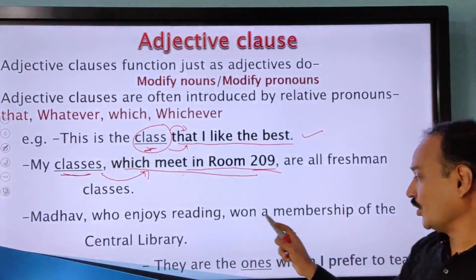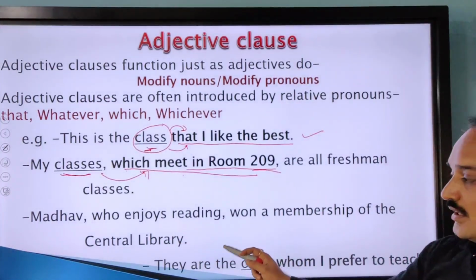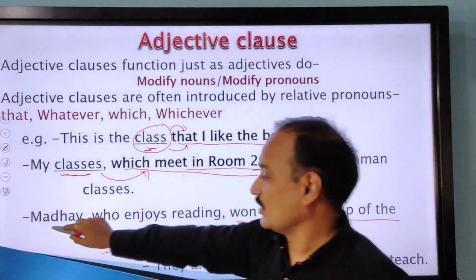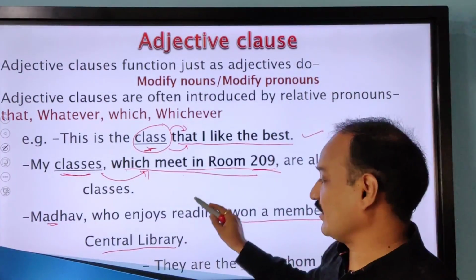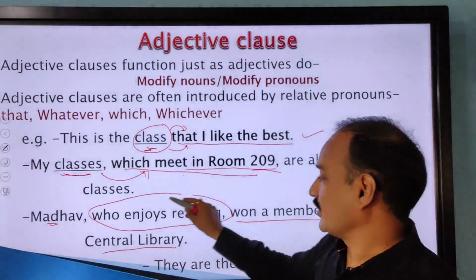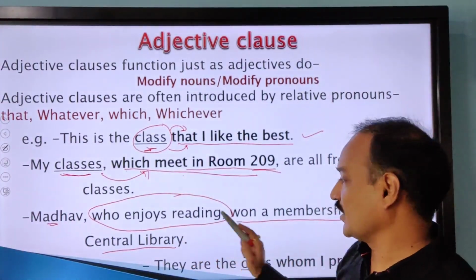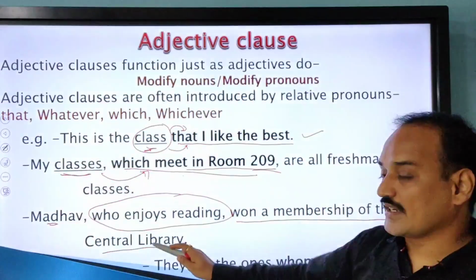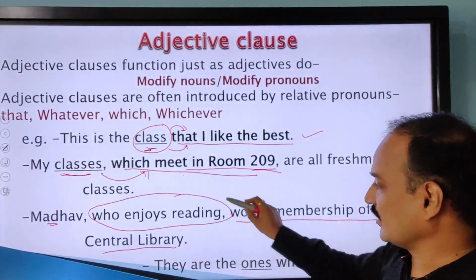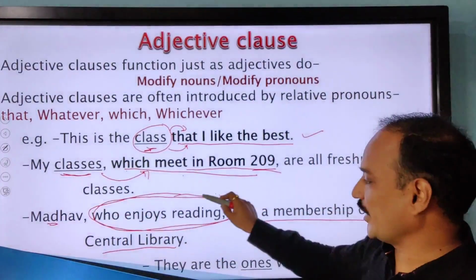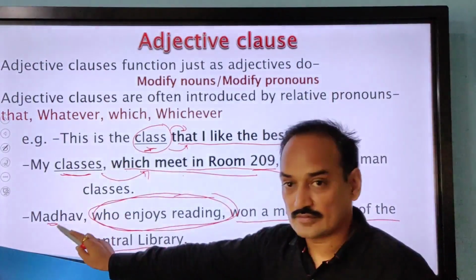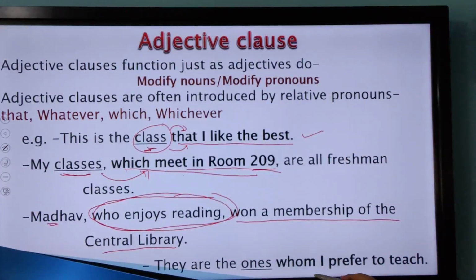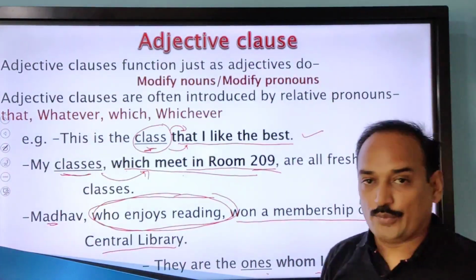Madhav, who enjoys reading, owns a membership of the Central Library. Now this particular clause is talking about Madhav, but it is again added with this adjective clause, who enjoys reading. Madhav owns a membership of Central Library. It is the main sentence. This adjective clause, who enjoys reading, is explaining this Madhav. Last one, they are ones whom I prefer to teach. Obviously, it is explaining this pronoun. Next.